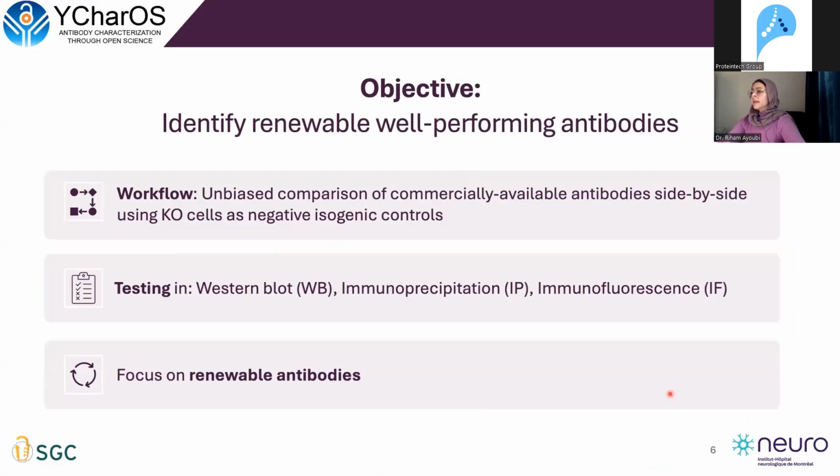YCharOS testing is conducted, as I mentioned, in human cancer cell lines in three major immunoassays: Western blotting, immunoprecipitation, and immunofluorescence. This is the case for our current testing, and we are expanding, and I will touch on that a bit later in the presentation. Another aspect of YCharOS's efforts is also the focus on renewable antibodies.